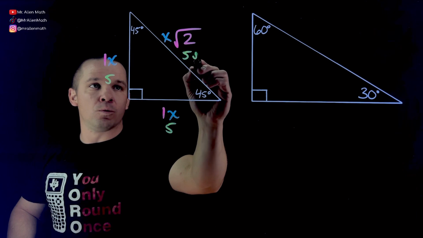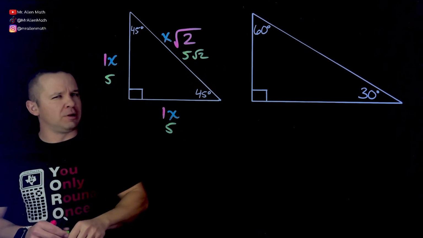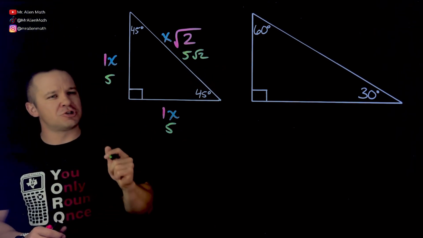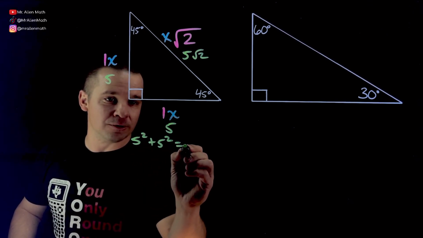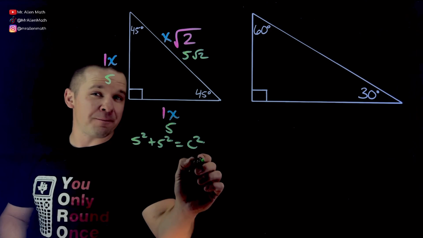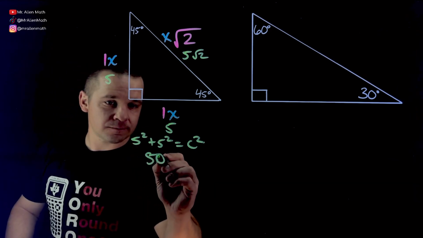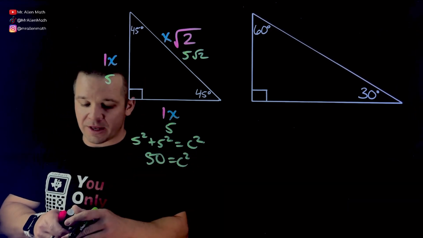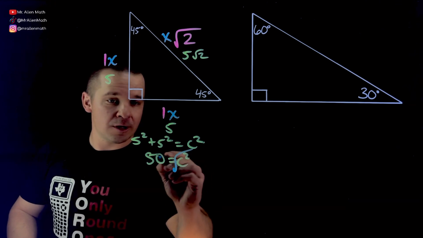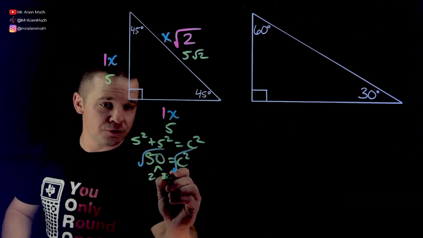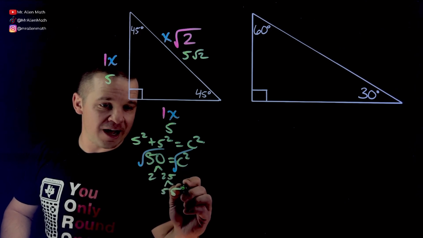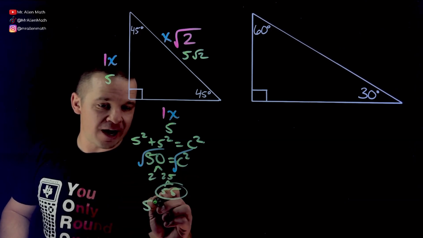and I've got 5 root 2. Don't believe me? Think that is just mathematical magic? Let's check it out through Pythag, okay? So 5 squared plus 5 squared equals c squared. 25 plus 25, that's 50, equals c squared. Then I would have to square root on both sides. Break down that 50 with a factor tree. 2, 25, 5, and 5. Got my pairs. We get 5 root 2.